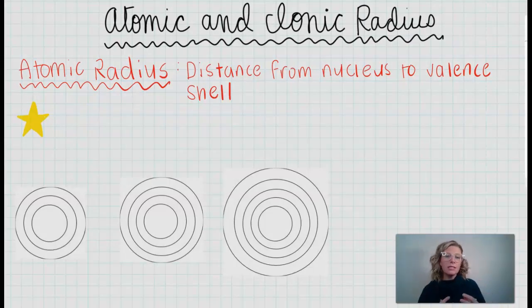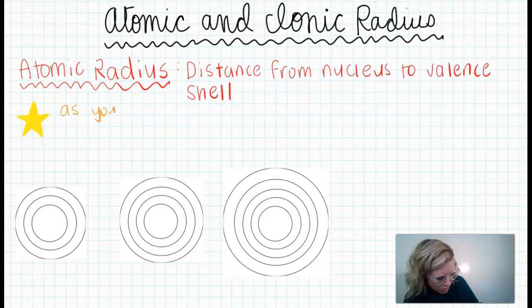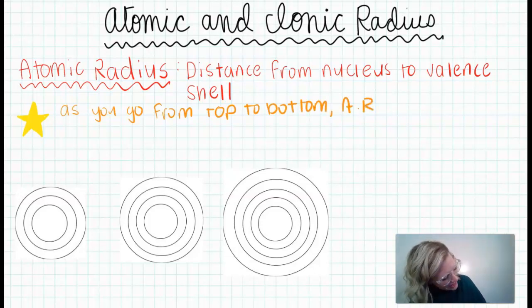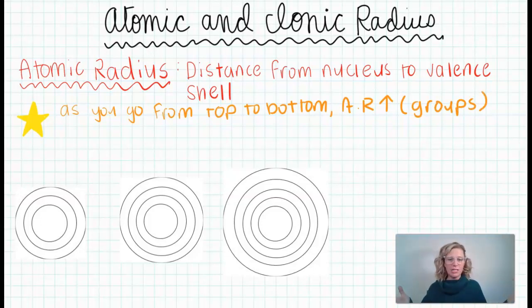Now, we also looked today in class at the general trends that happen both in groups and in periods. So let's go ahead and just jot those trends down. Our first trend has to do with what happens in a group. As you go from top to bottom, okay, the atomic radius is going to get bigger. And again, this is a trend for groups. As you go from the top of a group to the bottom of the group, our atomic radius gets bigger.